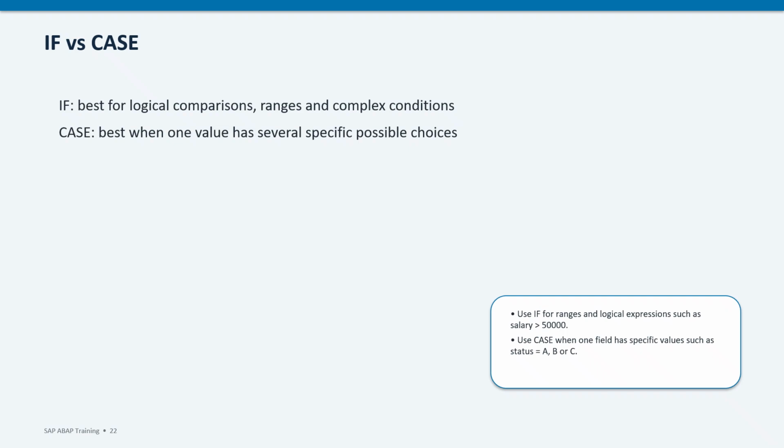And next we'll discuss IF versus CASE. IF is useful mainly for logical conditions and ranges. For example, we can check whether marks are greater than or equal to something. CASE is useful when one variable has several specific possible values, like how we checked previously 1 to 5, Monday, Tuesday, and likewise grades and status values. At that time we can use CASE.